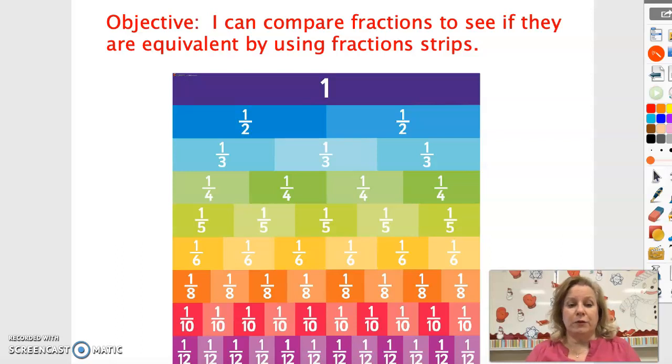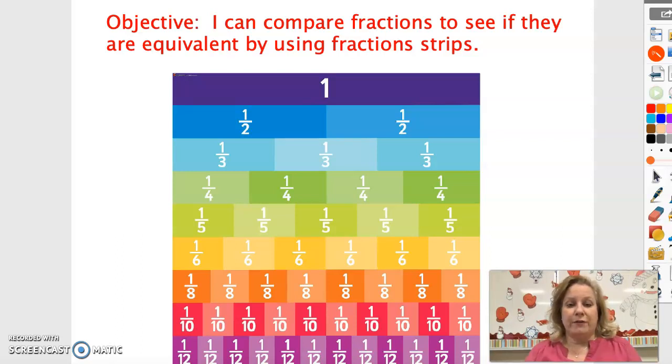Good morning, everyone. I am going to do a mini lesson on comparing equivalent fractions using fraction strips or fraction bars. This is a set of fraction bars, and I will put this on our resource page so that you can find it. You want to think about a few things when you're looking at these fraction strips. Number one, each fraction strip is the same size. They are just divided into different parts.